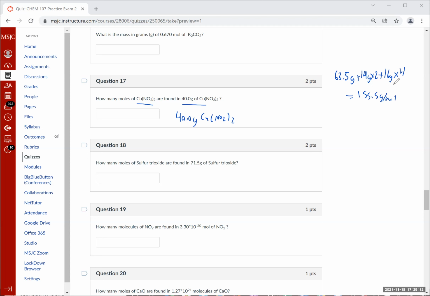155.5 grams per mole. So we know in 1 mole of copper 2 nitrite, we have 155.5 grams. Whoops, I don't need the per mole. I already have it set up that way. Okay, so punching this into our calculator, I get 0.257 moles.